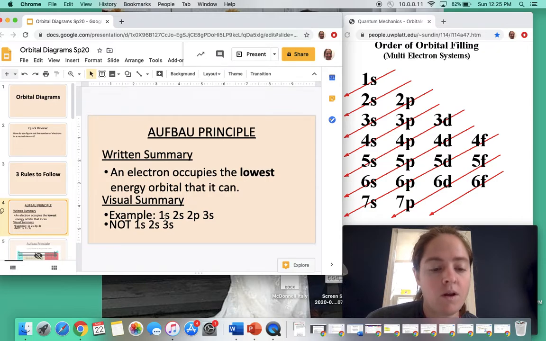So, for example, it's going to be 1s, 2s, 2p, and 3s. It doesn't go in number order, 1, 2, 3. I know the 2's are next to each other here, but it's not always the case.